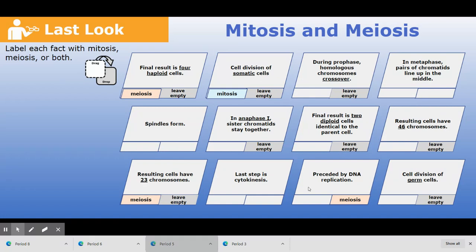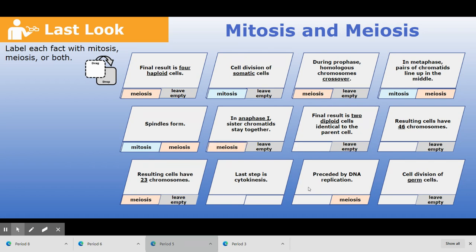During prophase, homologous chromosomes cross over. That only occurs in meiosis. Metaphase, the pairs of chromatids line up in the middle, and when they're paired, that's in mitosis. And if you think about it, in metaphase 2 of meiosis, that's where they're lined up in the middle as well. Spindle fibers form. That's going to happen in both processes. In anaphase 1, sister chromatids stay together. Because it's anaphase 1, we know that this is going to have 2 cell divisions, and that's describing meiosis.